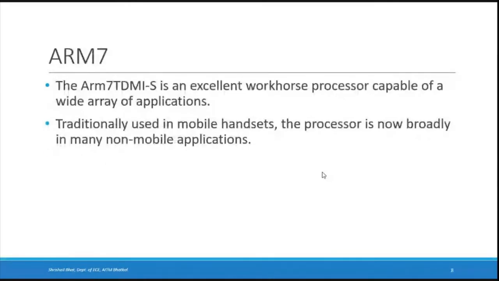So ARM7 is an excellent workhorse processor. It has got good throughput, which is capable of a wide array of applications. They are traditionally used in mobile phones, mobile handsets. Now they are also used in non-mobile applications. So ARM7 is one series of classic processors.